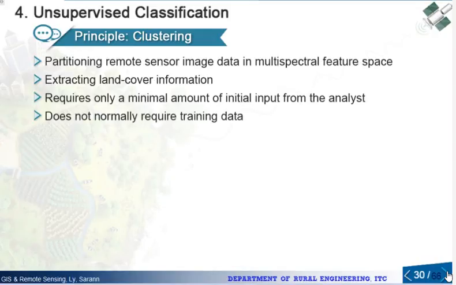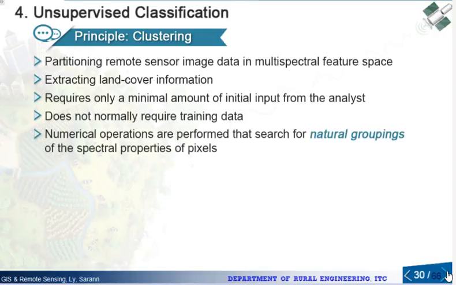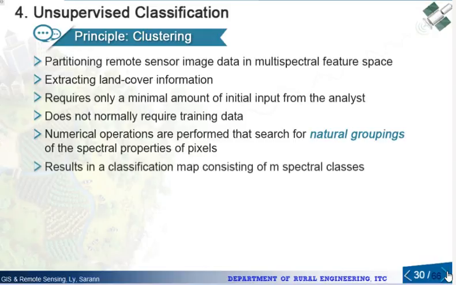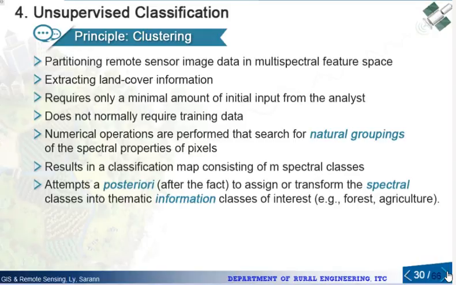Unsupervised classification is the process where numerical operations are performed that search for the natural grouping of the spectral properties of pixels as examined in multispectral feature space. The clustering process results in a classification map consisting of spectral classes. The analyst then attempts a posteriori, after the fact, to assign and transform the spectral classes into thematic information classes of interest, for example, forest and agriculture.